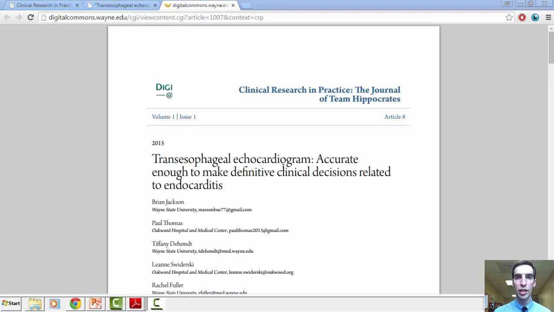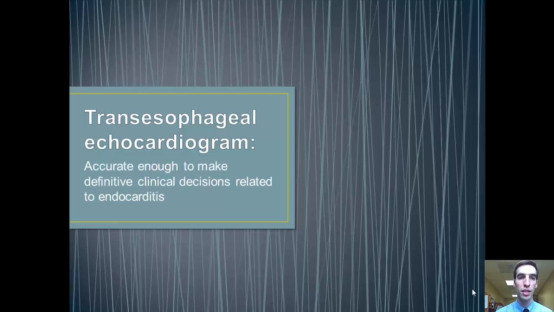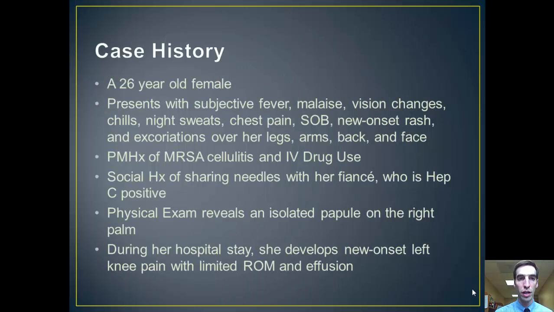So I wanted to walk you through our journal article, but I wanted to do it in a more palatable format. Rather than just reading line by line, I wanted to give an accurate but succinct summary through a PowerPoint presentation. So Transesophageal Echocardiogram, accurate enough to make definitive clinical decisions related to endocarditis. And like any good idea in medicine, it began with a patient. For us, our patient was a 26-year-old female.